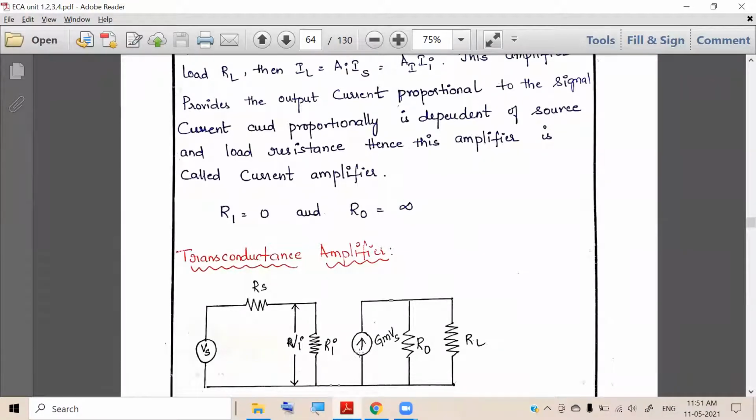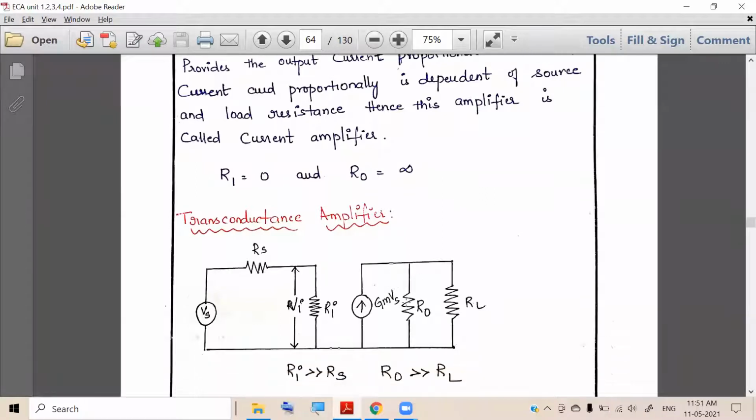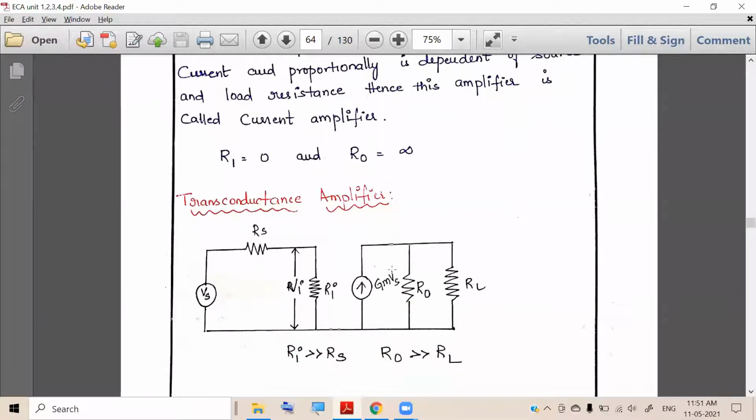Why are we taking G? G is used to represent conductance, right? So we are representing current as Gm into Vi. So this is the circuit for the transconductance amplifier.